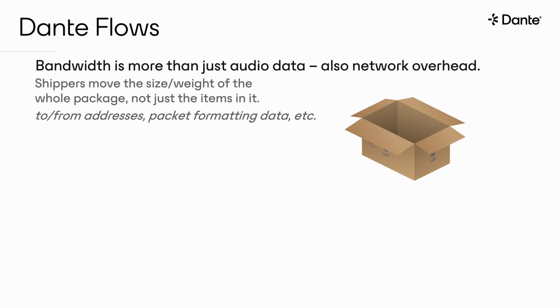Okay, we've got a basic understanding of unicast and multicast. So the next logical thing to discuss is the concept of Dante flows. In the Level 1 course, we mentioned that sending data across a network isn't just about the size of the data itself. There's also network overhead to consider. If we compare this to a shipping company, they don't just care about the size and weight of the item you're sending. They need to know the size and weight of the entire package, including packing materials.